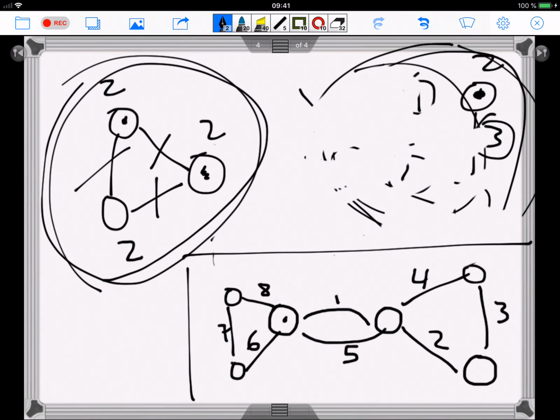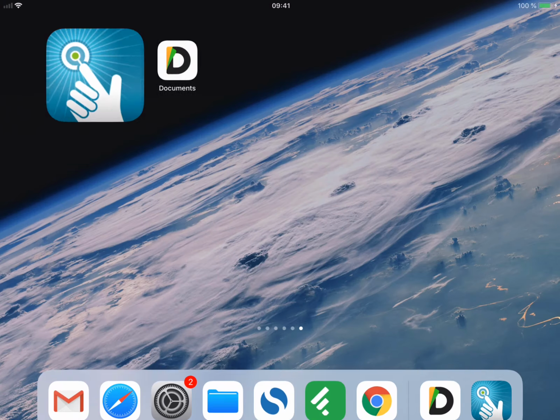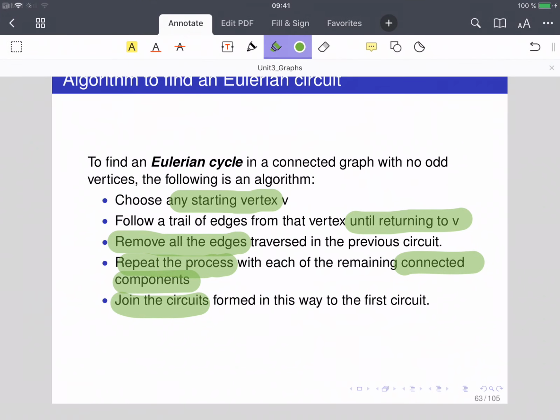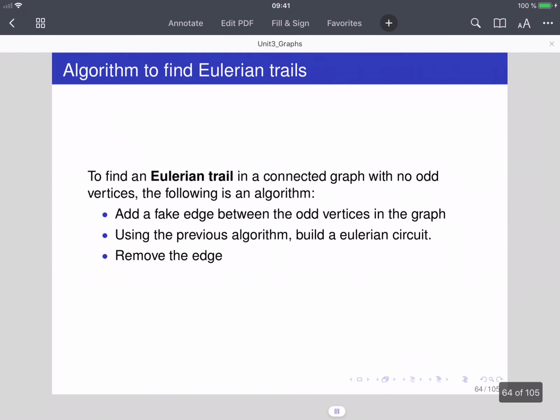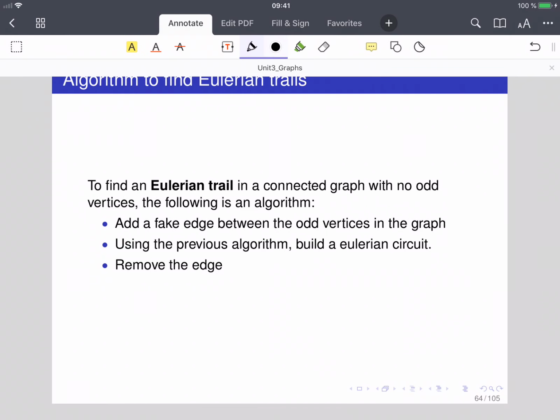Let me do it for a case in which we have not all the vertices with even degree, but we have two vertices of odd degree. Okay, so this is incorrect.